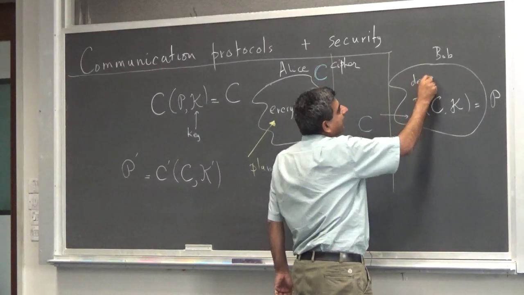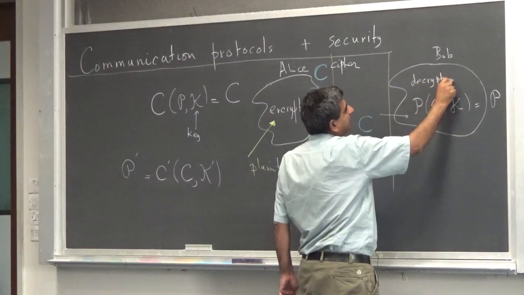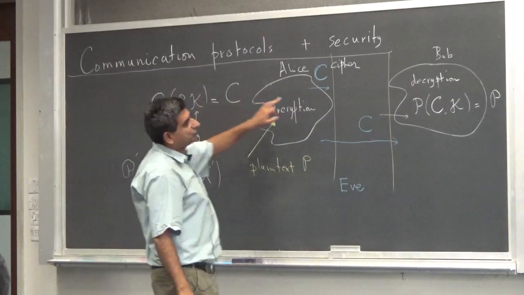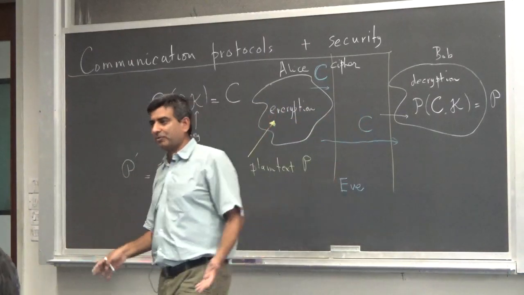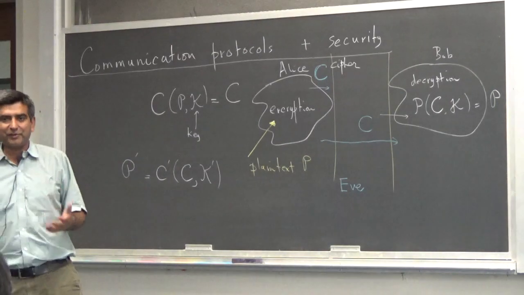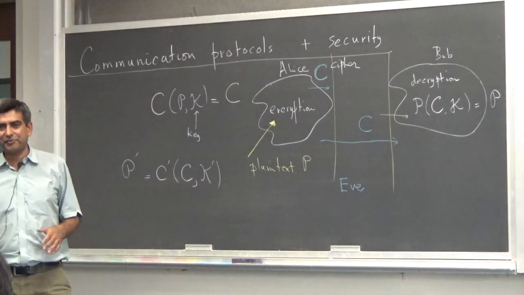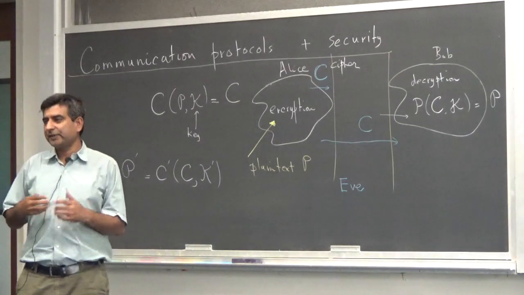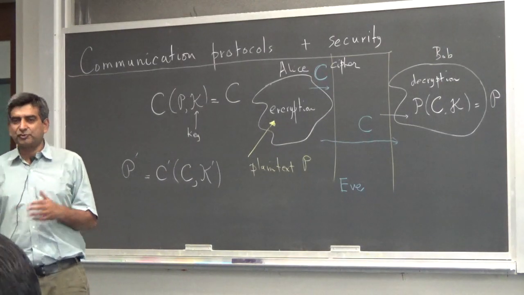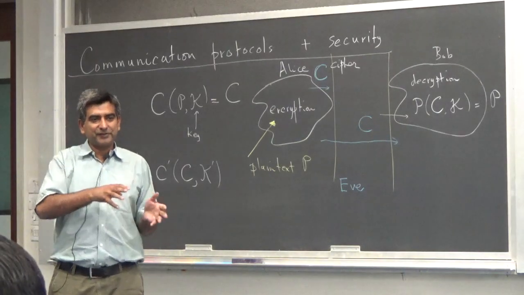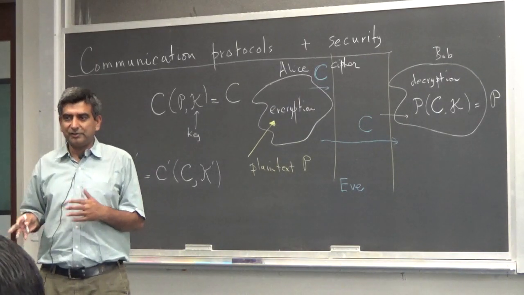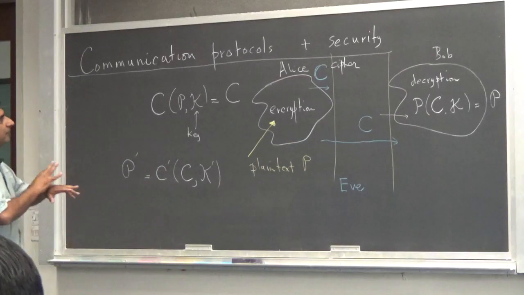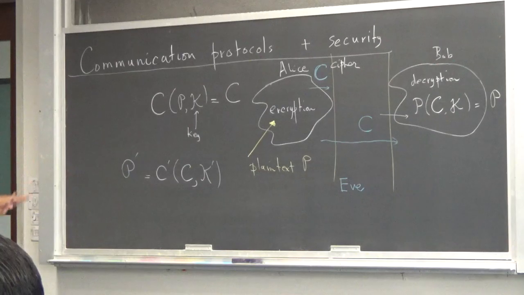So this is an ideal scenario. This is encryption and this is decryption. Of course, this algorithm has to be shared between Alice and Bob. They need to decide on what key they are going to use. They need to get together at some point and decide that they're going to use this algorithm for encryption. So Bob decides to use the inverse of that algorithm for decryption. They need to decide on the key. So this is a general scenario of how a communication protocol works.